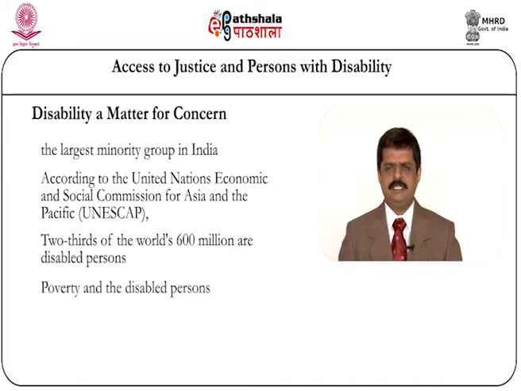Poverty and disability are correlated with each other. A disabled person ends up in poverty because of lack of opportunity. That is the reason why this is a matter of grave concern. A disabled person's education is also limited, as the range gets restricted because of his disability.